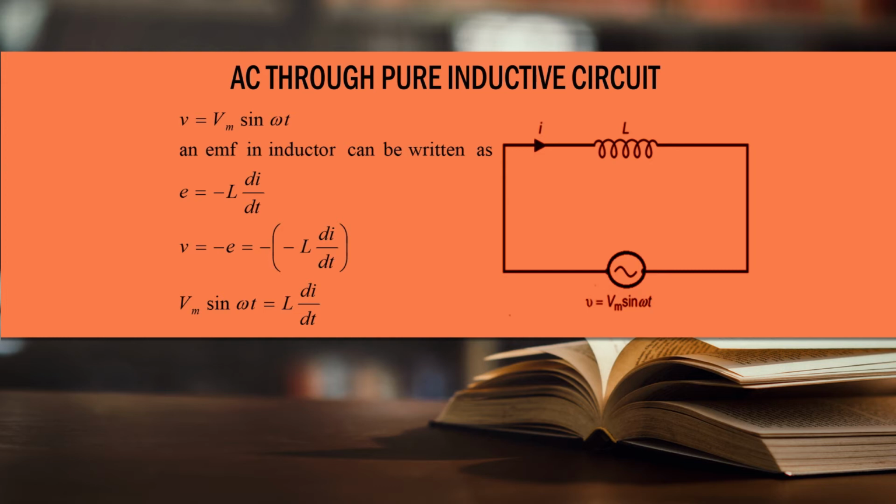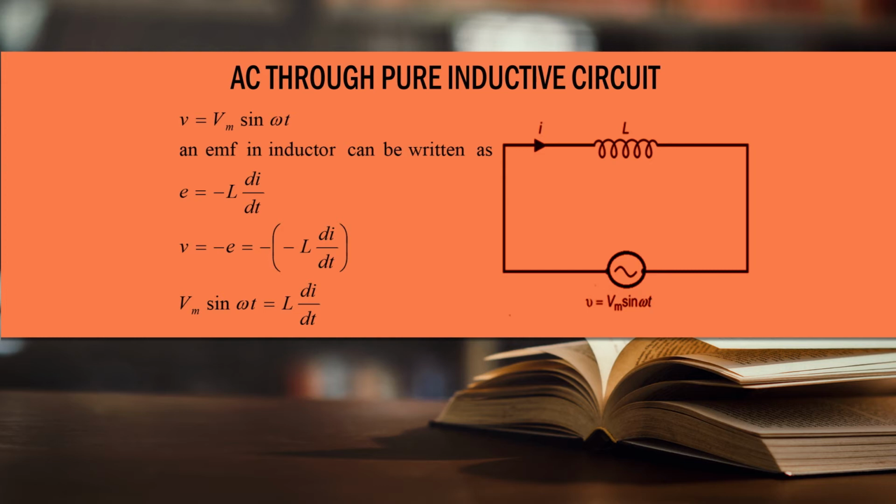So just put the value of E. What is the value of E? The value of E is minus L di over dt. So here minus and minus will cancel out. The applied voltage can be written as V equal to L di over dt, or you can also write Vm sin omega t equal to L di over dt. So what will be the value of di? This can be written as di equal to Vm upon L sin omega t.